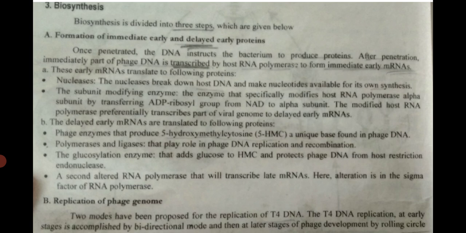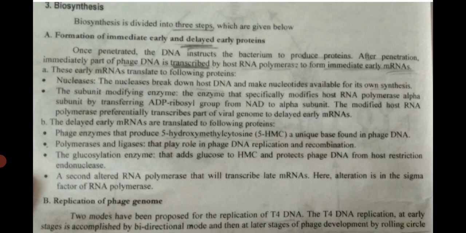Then the third enzyme is a glycosylation enzyme, and this enzyme adds a glucose to HMC, that is 5-hydroxymethyl cytosine, and this glycosylation protects the phage DNA from host restriction endonucleases. And we know that a bacterium has restriction endonucleases. These are the weapons to attack foreign DNA, and to get protected from those weapons, the phage DNA gets glycosylated. So it is secured from the action of host restriction endonucleases.